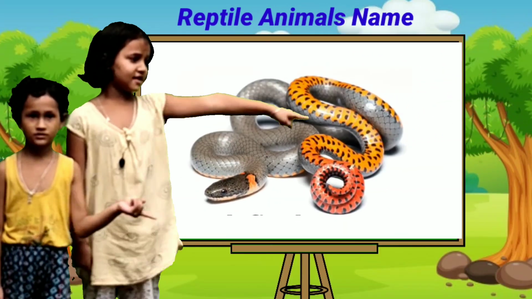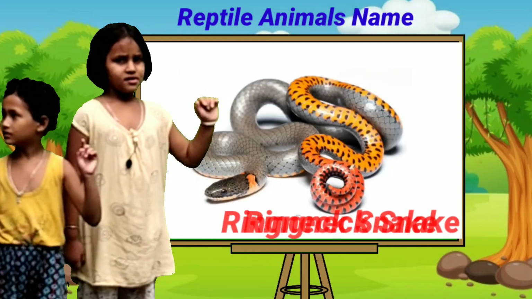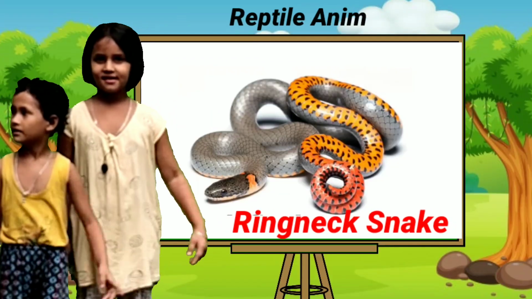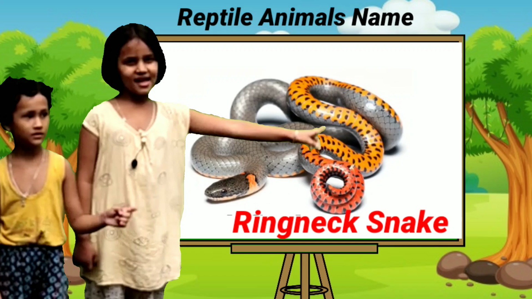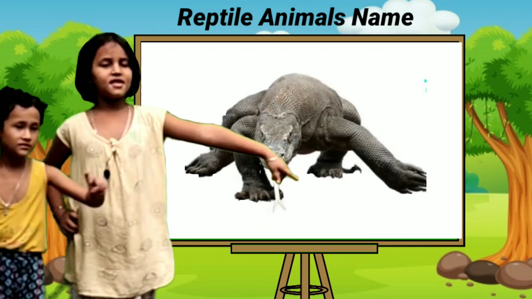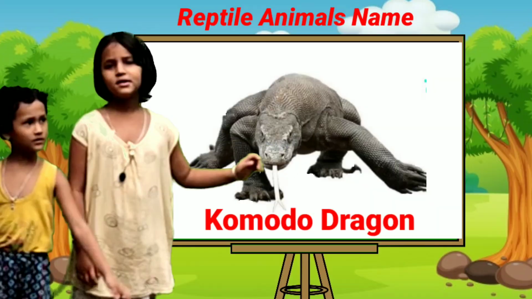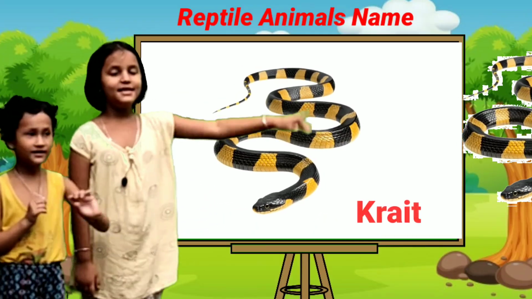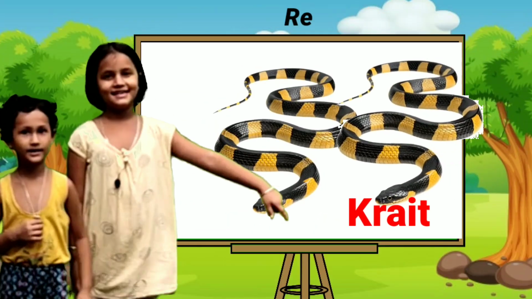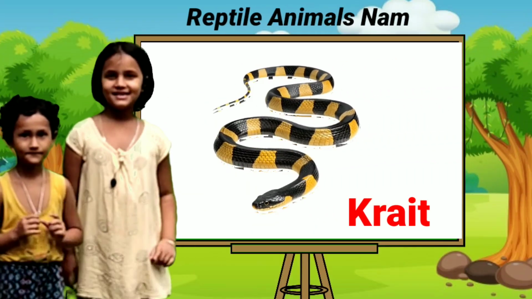This is a ring neck snake. Ring neck snake. This is a Komodo tiger. Komodo tiger. This is a carrot. Carrot.